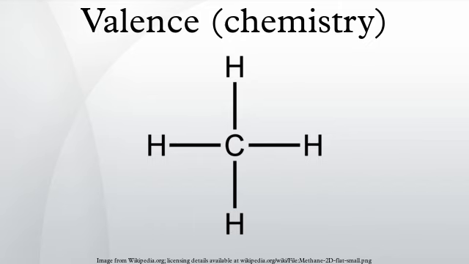The combining power or affinity of an atom of an element was determined by the number of hydrogen atoms that it combined with. In methane, carbon has a valence of 4. In ammonia, nitrogen has a valence of 3. In water, oxygen has a valence of 2. And in hydrogen chloride, chlorine has a valence of 1.